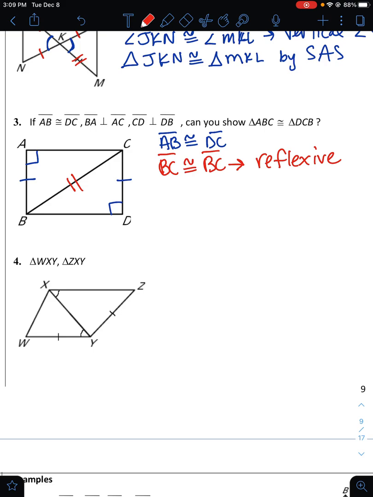Now, the other thing I'm going to write down here, though, that is an underlying condition of HL is, do I have right triangles? And because of the right angles here, I do have right triangles. So I'm going to write down next that triangle ABC and triangle DCB are right triangles.